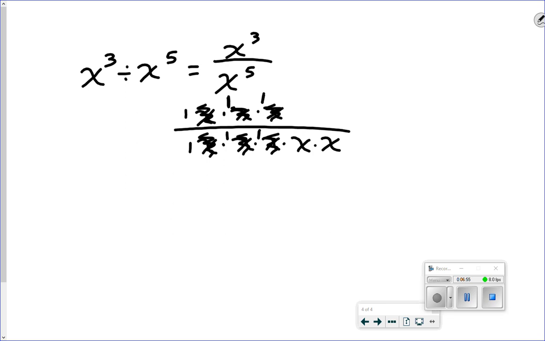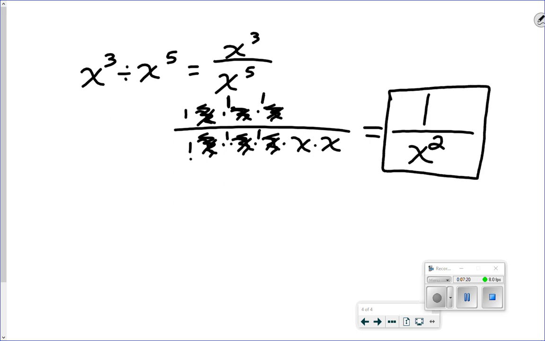So when I write my answer here, I have 1 times 1 times 1 in the numerator. So my numerator is 1. You have to put it. On the bottom, I have 1 times 1 times 1 times x times x. That is just x squared. You don't have to put times 1 when there's something else there. So this is my answer, 1 over x squared. This is how you need to write your answer, like this.